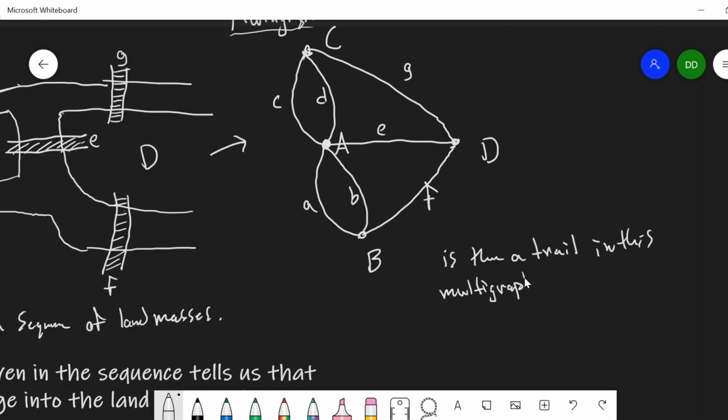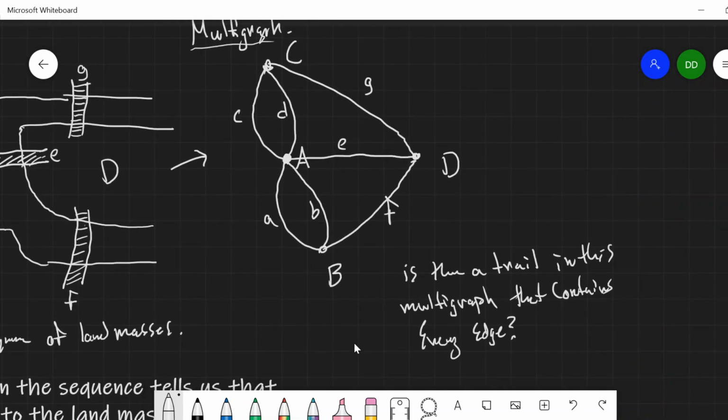And remember, in a trail you can't use an edge more than once. If you have a trail that crosses the same bridge, the same edge, more than once, that'd be an example of a walk and not a trail. So is there a trail in this multigraph that contains every edge? We could use the same solution that Euler did. The answer is no, we can't.